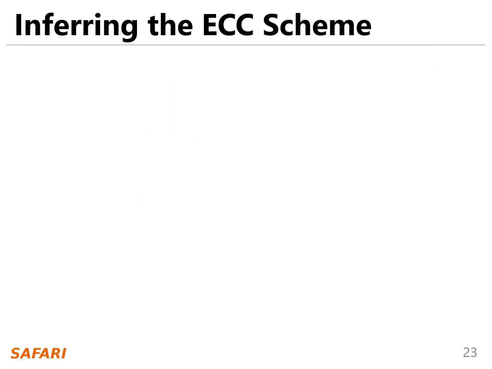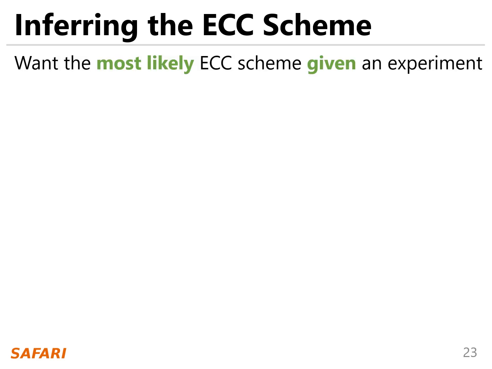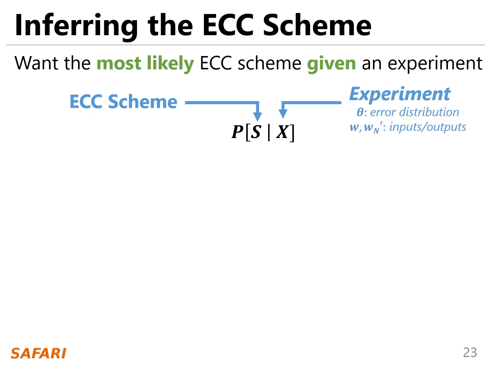Now let's take a look at how we can put this together into an inference problem. So what we want is the most likely ECC scheme given a particular experiment. And so we can express this as P of S given X, where S is a particular ECC scheme and X is a particular experiment, including the error distribution and the inputs and outputs that were used during that experiment. Now this gives us the probability of a single ECC scheme. And what we really want is to consider many different ECC schemes and choose the one that has the highest probability. So we can take the argmax of this expression, and the maximum value will be the one that's the most likely ECC scheme.